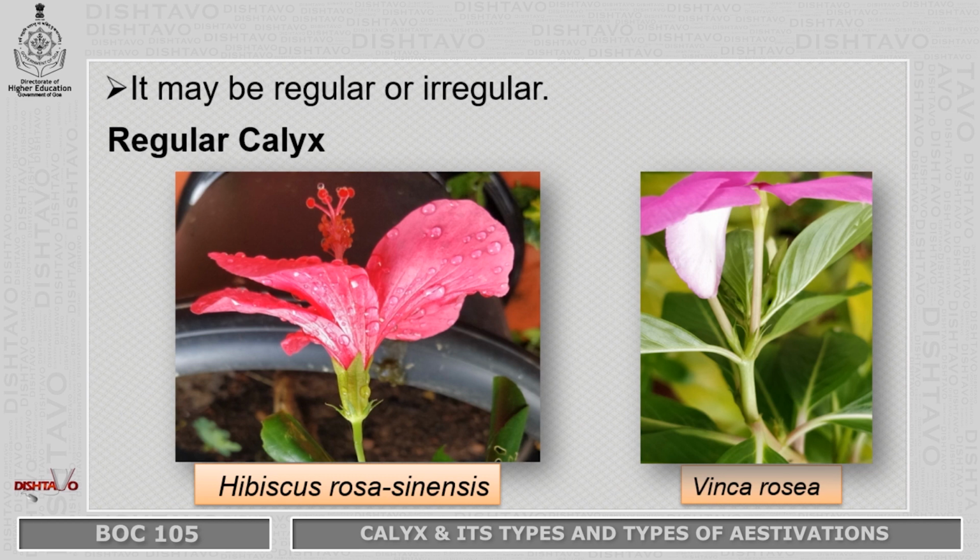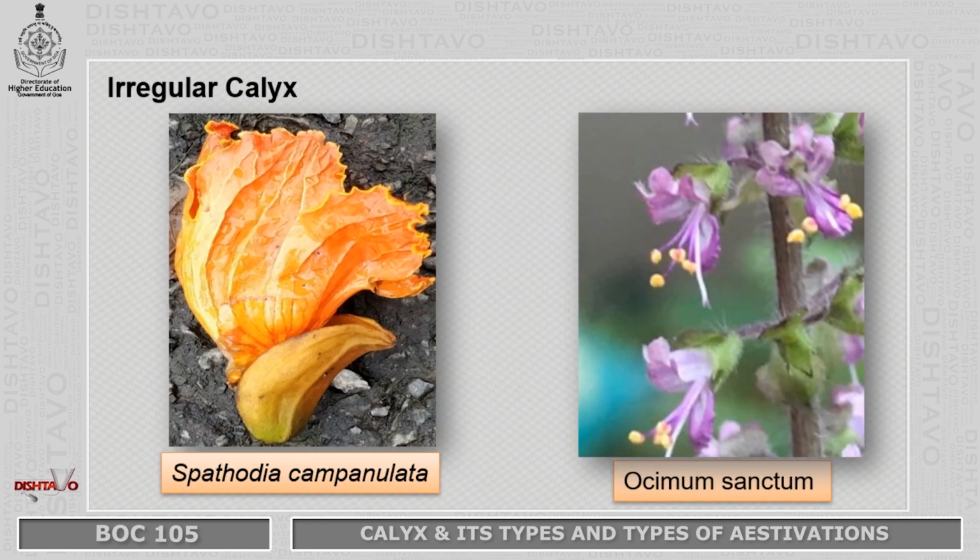Regular calyx have all the sepals similar in shape and size. The example of a flower which shows regular calyx is Hibiscus rosa sinensis, that is shoe flower, and Vinca rosea, that is periwinkle. In irregular calyx, the sepals vary in shape and size. The examples of the flower which shows irregular calyx are Spathodea campanulata and Ocimum sanctum, that is tulsi.